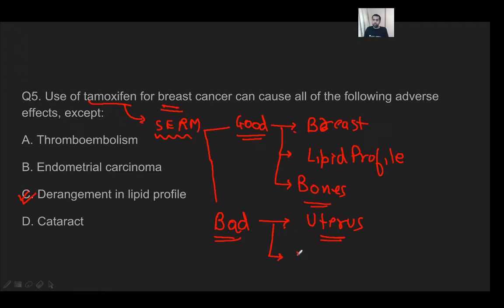On the blood, on the coagulation factors. These patients can land up with DVT, increased risk of DVT, very, very important. And another is the ocular toxicity. Patients can land up with cataract. It is a very well established side effect called ocular toxicity, which occurs in these particular patients.